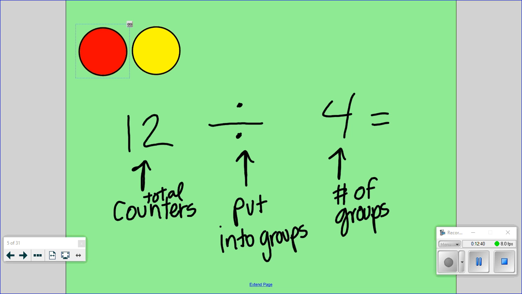So when you divided our counters into 4 equal groups, do you remember how many counters were in one group? How many counters were in one group?